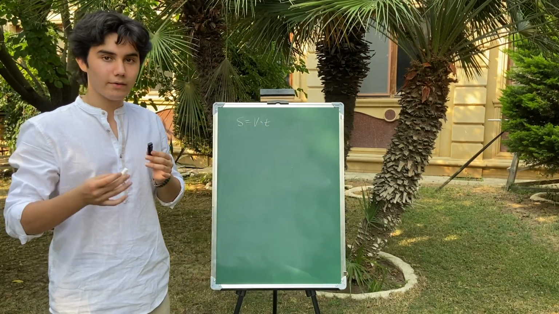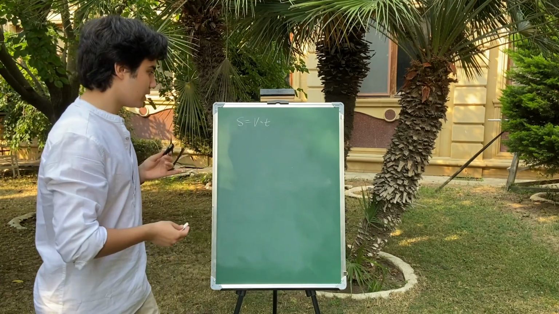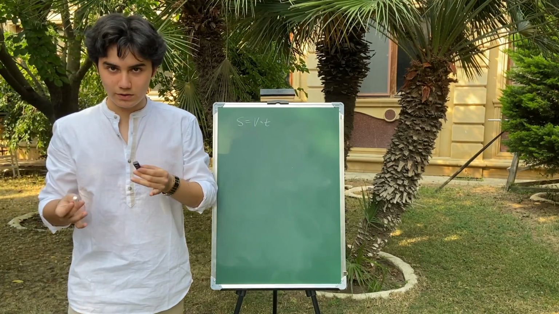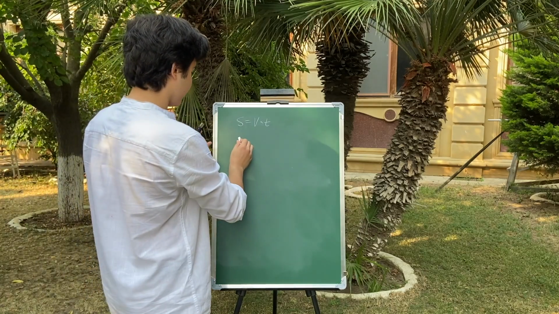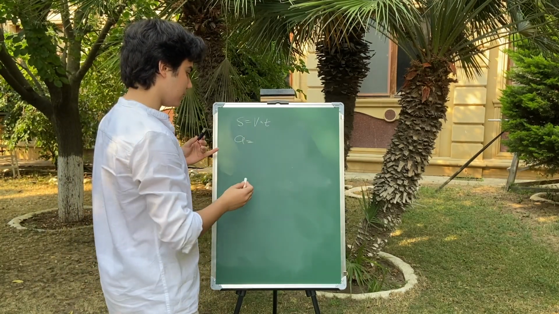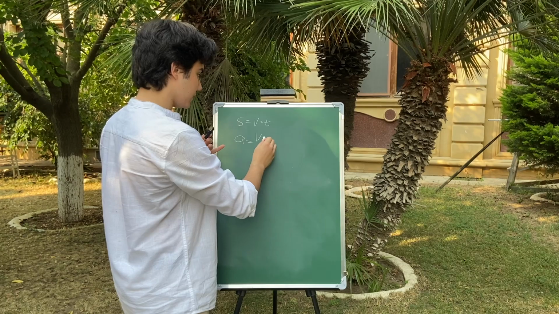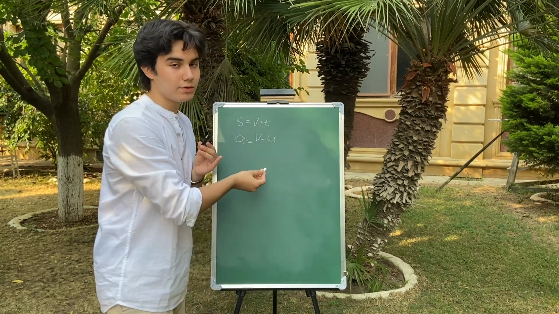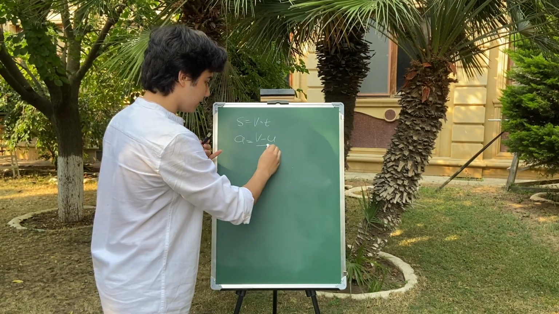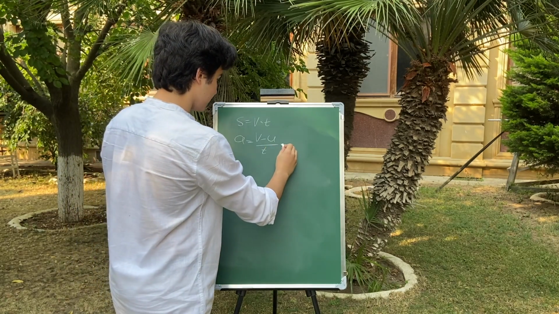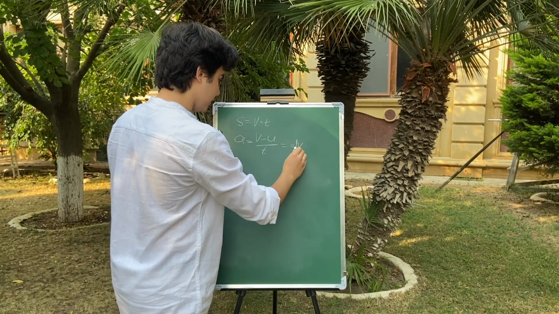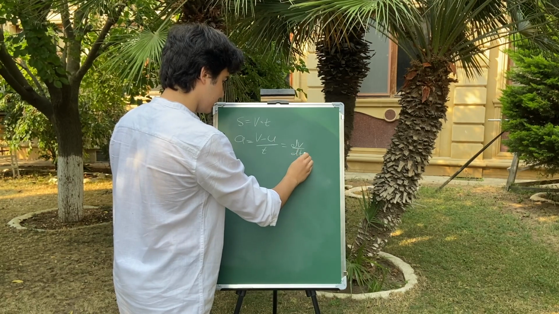Okay, now let's go ahead and write down the equation for acceleration. Acceleration is basically the change in velocity with regards to time. So we're going to write down a is equal to the final velocity minus the initial velocity, which we're going to denote as u, divided by time. Or if you're studying calculus, you can write it as dv over dt.